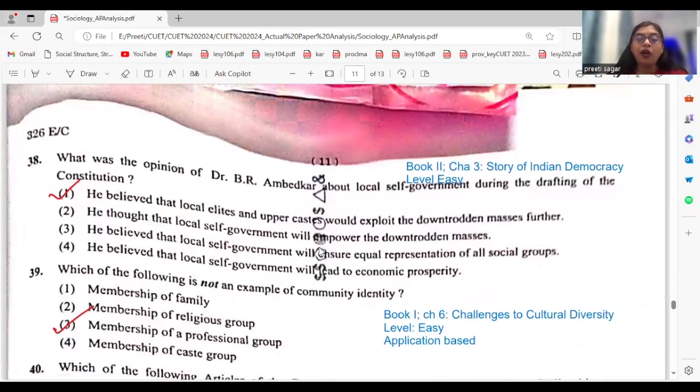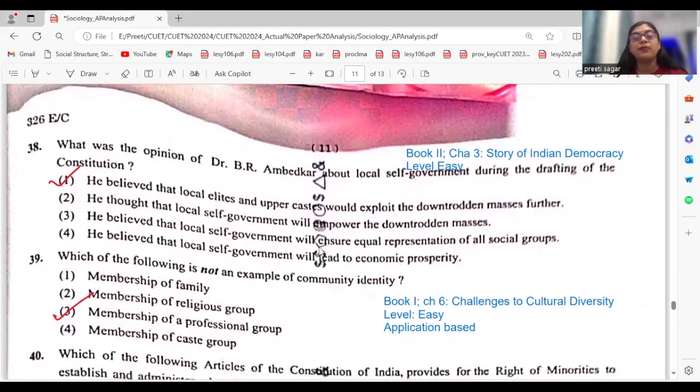What was the opinion of Dr. B.R. Ambedkar about local self-government during the drafting of the constitution? He believed that local elites and the upper caste would exploit the downtrodden masses further. So option 1 is the right answer.